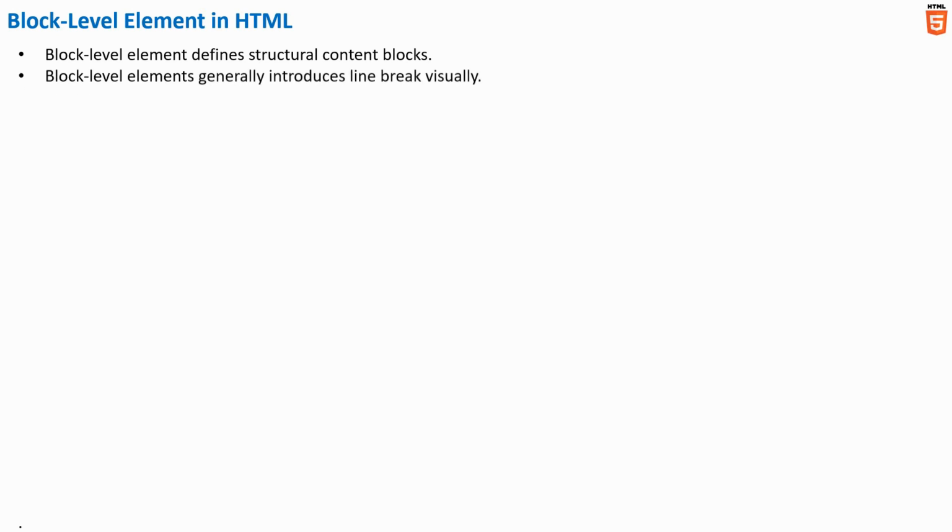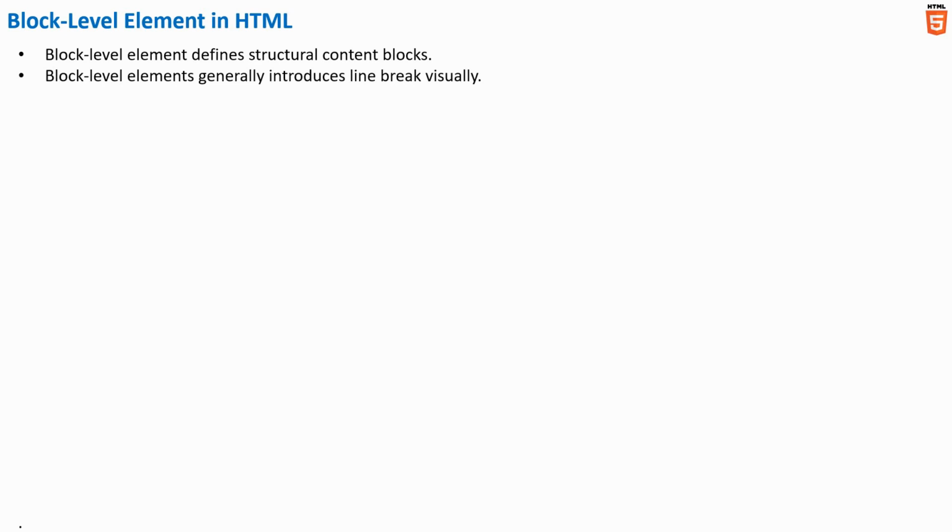One more important thing about a block level element is that it generally introduces a line break, which is clearly visible in the browser. For example, if our HTML code has two block level elements in the same line of our code, that does not mean that both these elements will also be displayed in the same line in the browser. However, they will be rendered or displayed in the browser in two separate lines.